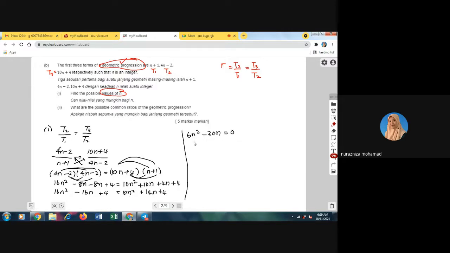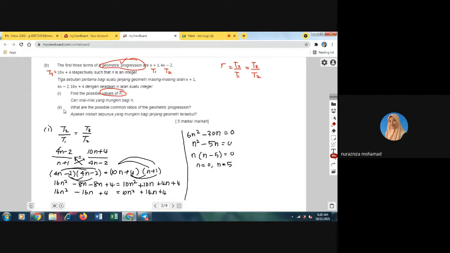Now simplify this equation, divide by 6. So n squared minus 5n equals 0. Factorize: n times n minus 5 equals 0. Therefore n equals 0, n equals 5.